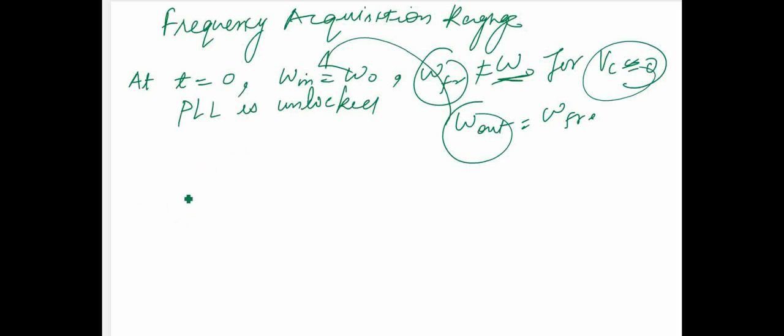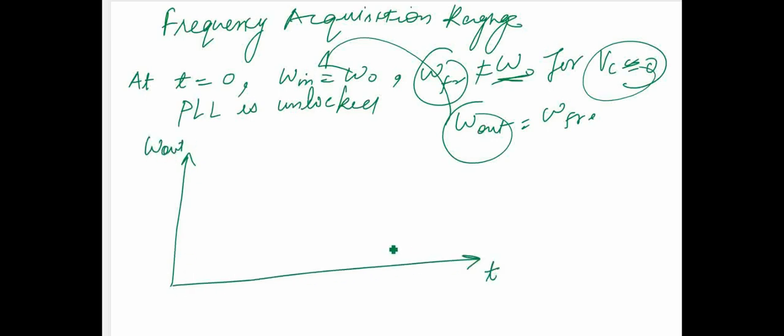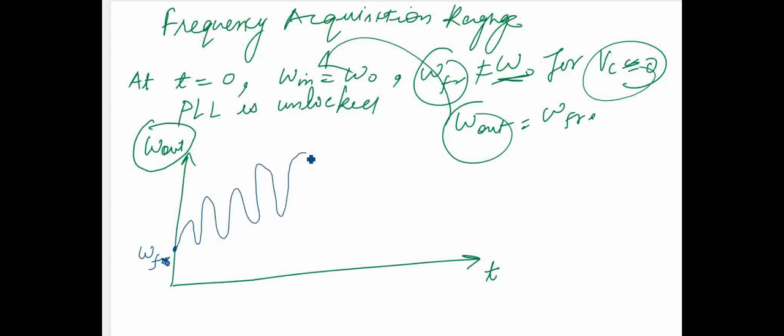So now, if I plot omega out with respect to t, how will it achieve its target frequency? I mean, this omega out will reach its target frequency with respect to time. Initially your omega out has some frequency, that is the free running frequency of the VCO, when your vc equals 0. After that vc will no longer be 0 and it will start to go towards its target frequency. So how will it achieve it? Firstly, the output frequency will increase and decrease like this, and then there will be a bump like this, and then it will achieve its target frequency.